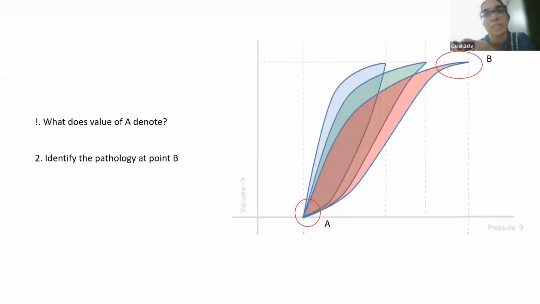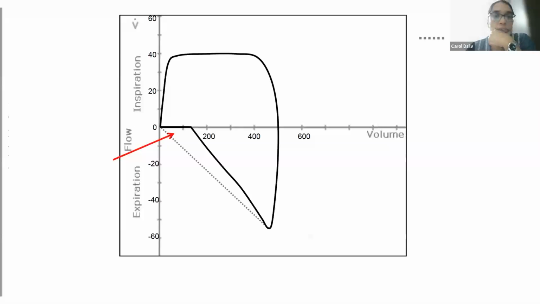Remember, compliance is nothing but change in volume per change in pressure. So if you remember that concept, you will remember this. This is something we already discussed.